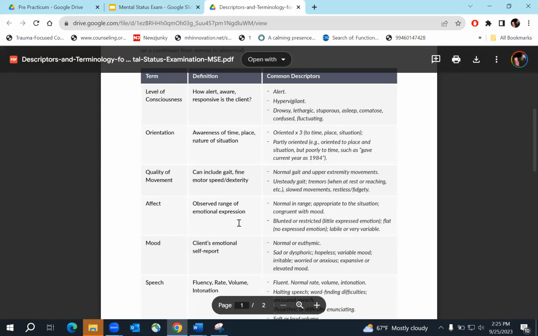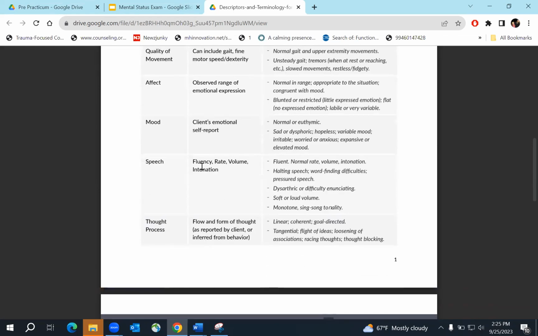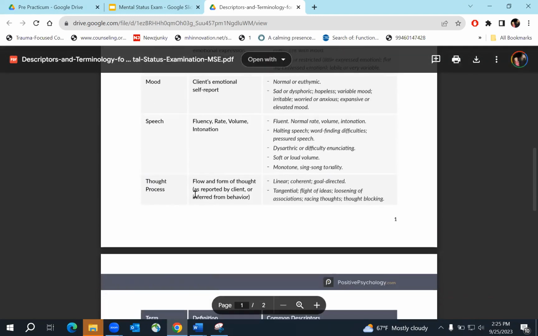Right? You want to be able to figure out what's going on with their affect. Their mood is their internal state. So normal, euthymic, sad, dysphoric, hopeless, irritable, worried, anxious, expansive, any of those things that they're reporting to you. The speech, again, you want to look at the fluency, the rate, the volume, and the intonation. So here are all of the descriptors that you can use for that.